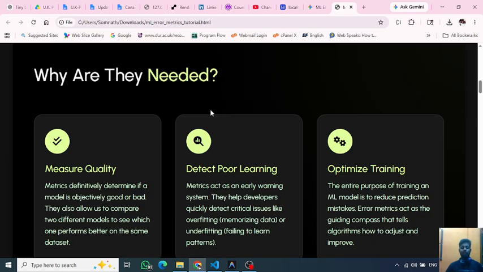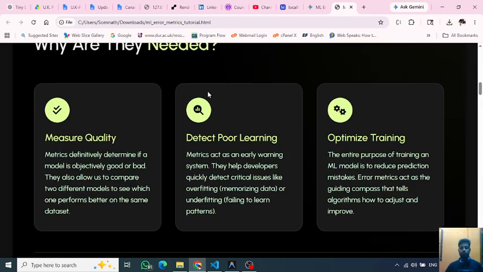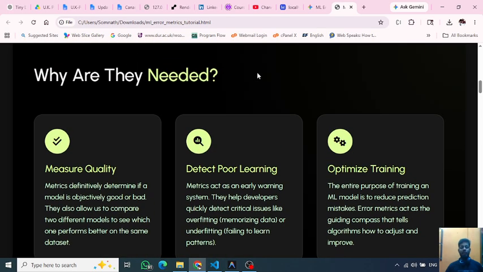So why are they needed? First, to measure the quality, as I said, how good or bad your model is. Now, detect for learning. Metrics act as an early warning system. They help developers quickly detect critical issues like overfitting or underfitting. So based on the metrics, you can modify your model.